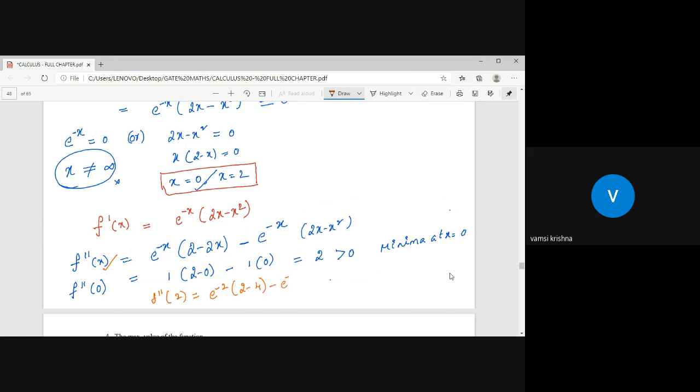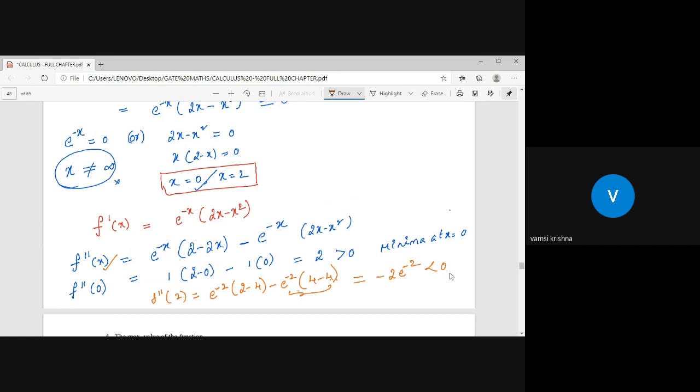Minus e power minus 2 into, in place of x, we have to substitute 2. 4 minus 4. Luckily this part becomes 0. 4 minus 4, this part totally 0. And the remaining part what we have? 4 minus 4 plus 2, that is minus 2. Minus 2 into e power minus 2. Sir, whatever it is, minus 2 into e power minus 2, e value may be 2.73 or whatever you take, no problem. Finally, you can say that this is less than 0, it is a negative.